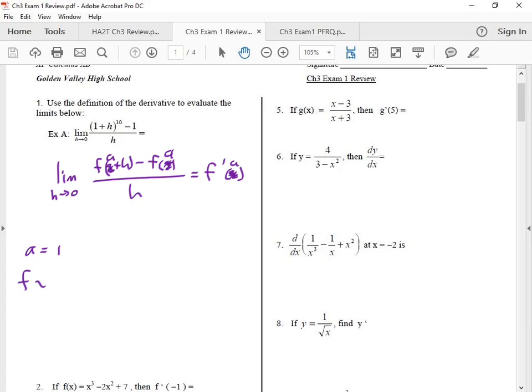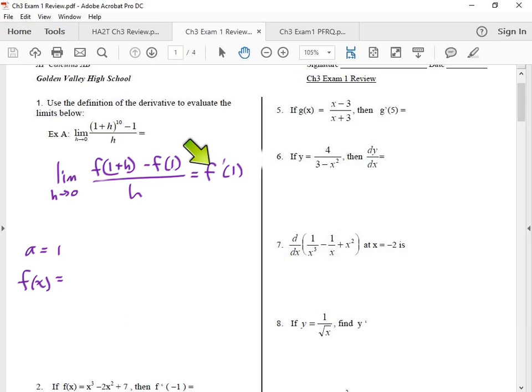Now, what is my f of x, though? What's my function? Okay, I don't see an f up here, so it looks like the 1 plus h was already plugged in. So this is what we got so far. We have f of 1 plus h minus f of 1. Okay, so right now my a is 1. So I'm going to get rid of this. Let's put a in there. So right now my a is 1.